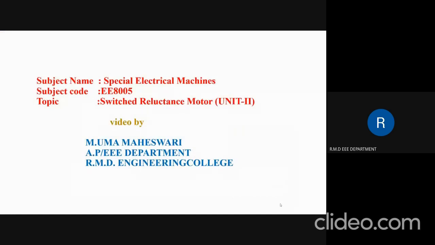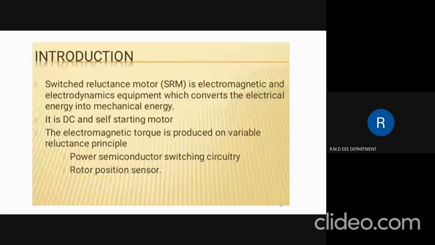Good morning, everyone. In this video, we are going to discuss the subject Special Electrical Machines. The subject code is E8005, and the topic of discussion is Switch Reluctance Motor, Unit 2. So, the introduction part of switch reluctance motor.